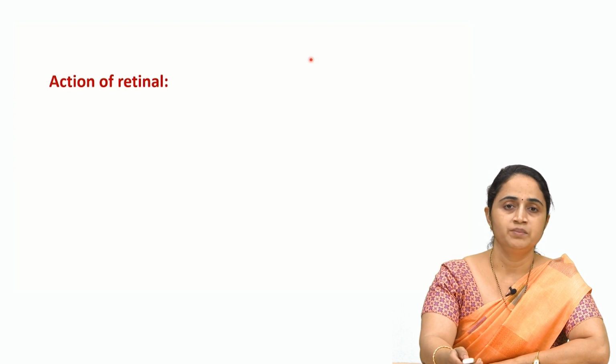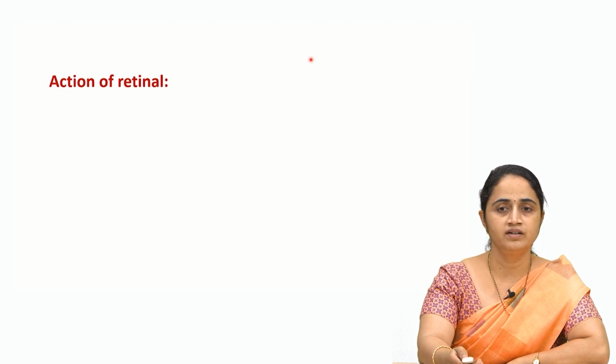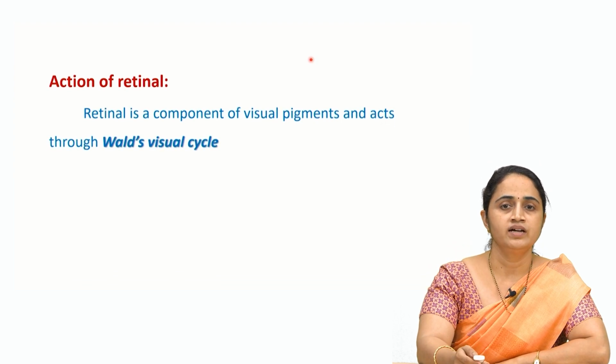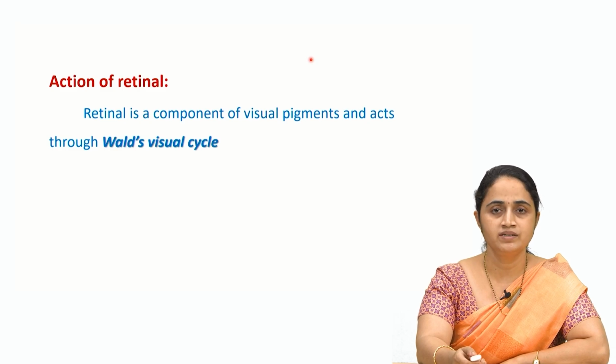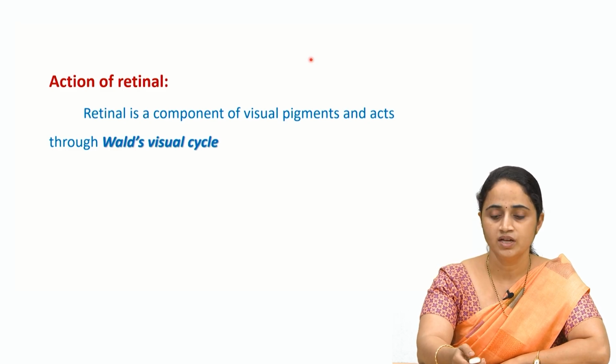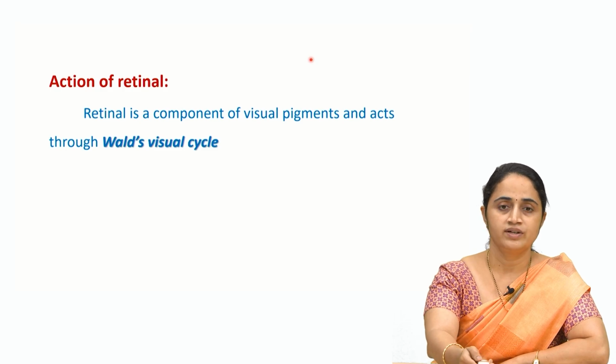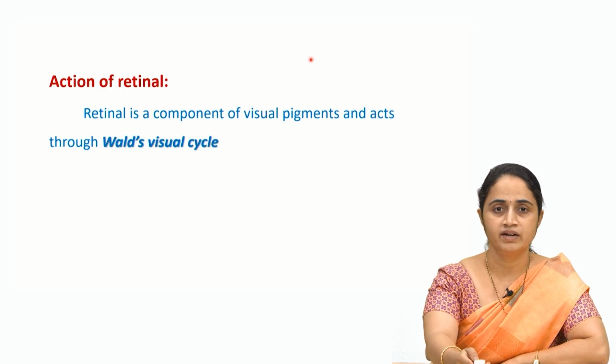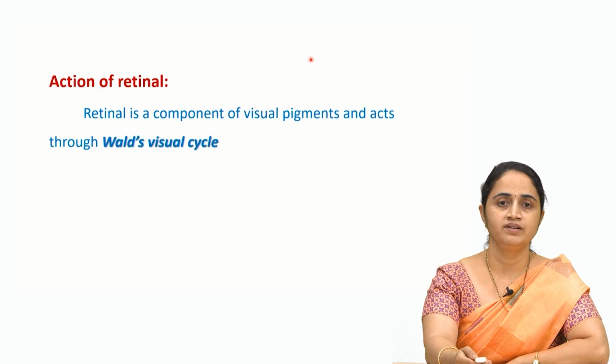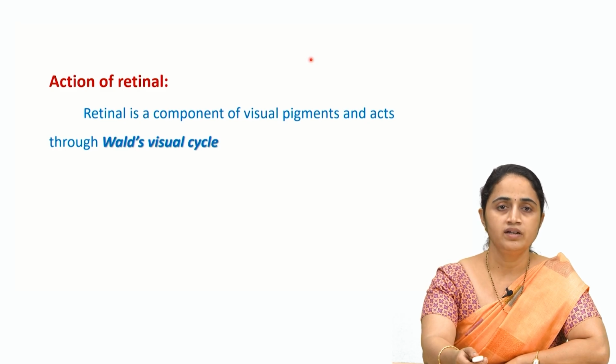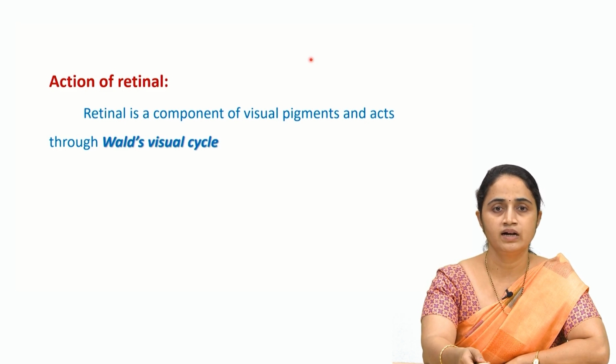For retinol, as I mentioned, retinol has a different mode of action. Retinol is a component of visual pigments found in rods and cones. It acts through the Wald visual cycle involved in vision. I will explain this Wald visual cycle in a while. Before we study the Wald visual cycle, we will know the relation between retinol and the visual pigments.